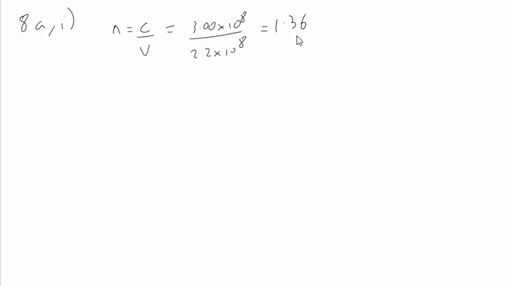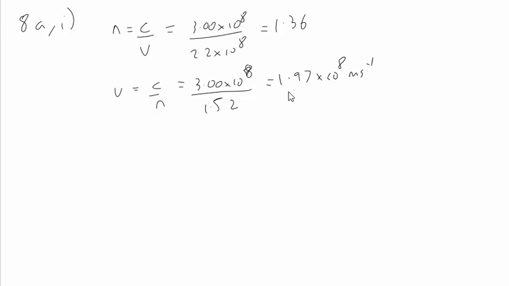For the second entry, we're after v, which is c over n, which is 3 times 10 to the 8 again, and this is over 1.52, giving a speed of 1.97 times 10 to the 8 meters per second.